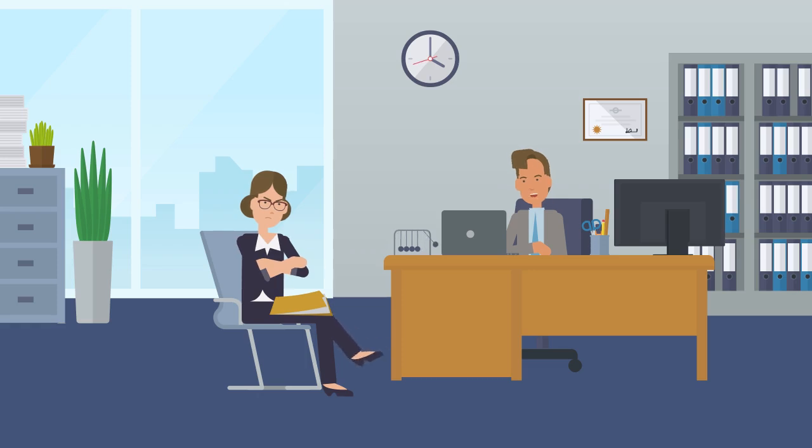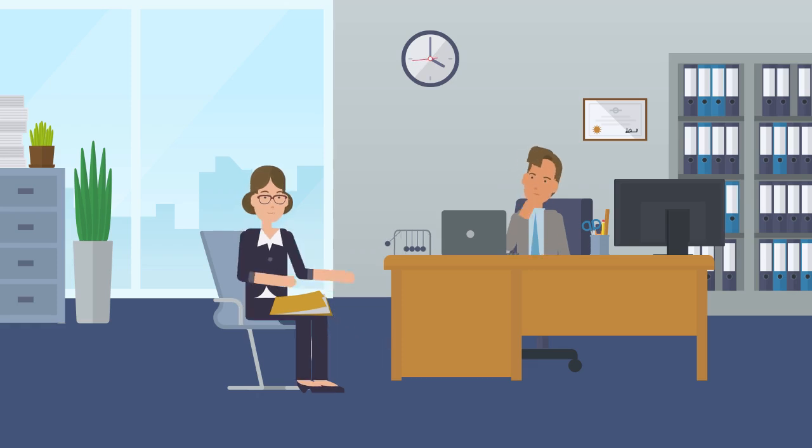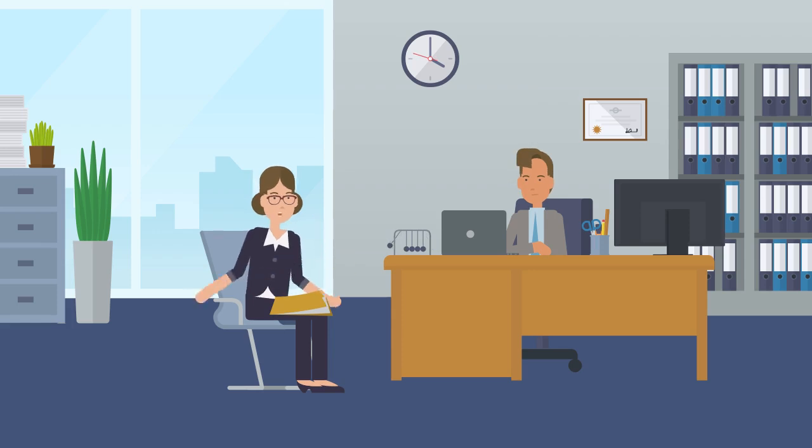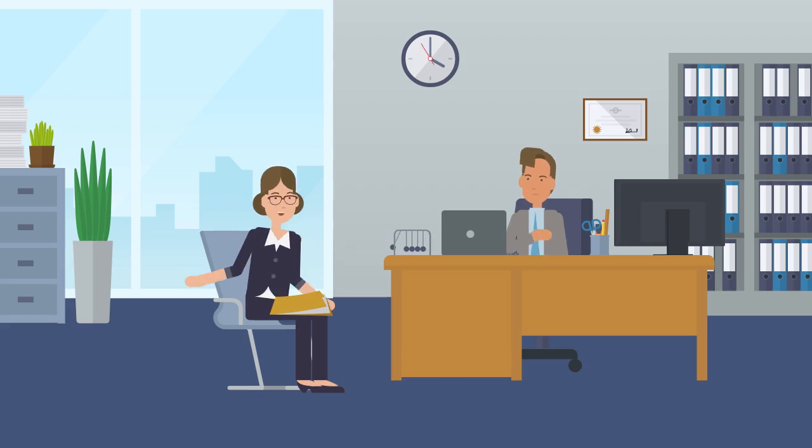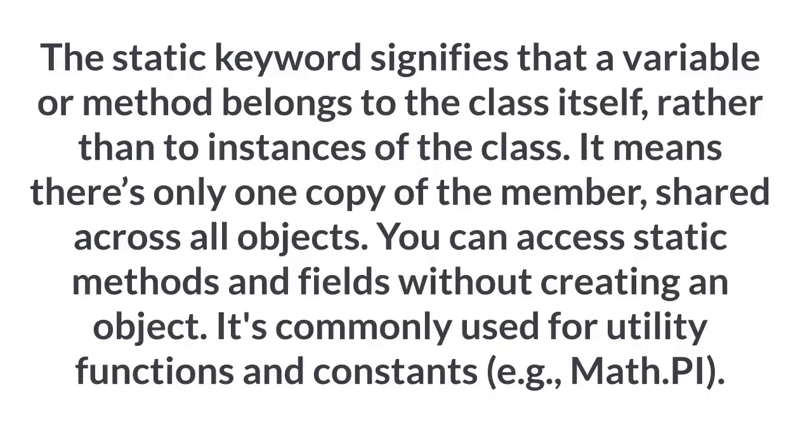Explain the static keyword in Java. The static keyword signifies that a variable or method belongs to the class itself, rather than to instances of the class. It means there's only one copy of the member, shared across all objects. You can access static methods and fields without creating an object. It's commonly used for utility functions and constants, e.g., Math.PI.